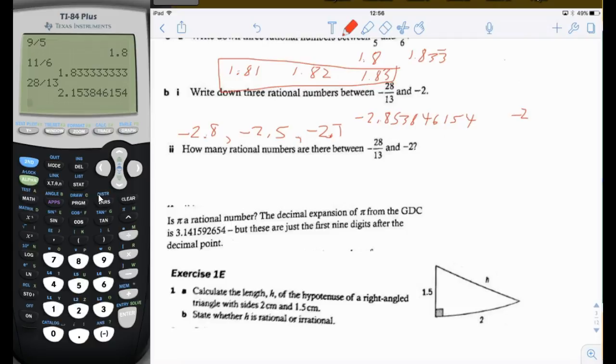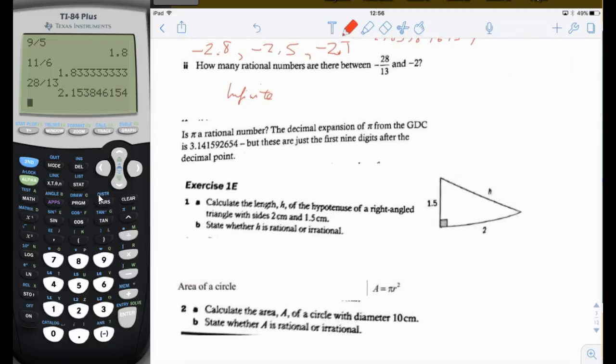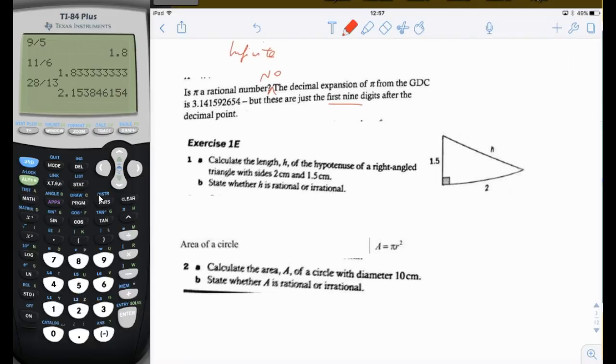Okay, how many rational numbers are there between negative 28/13 and negative 2? Oh, well, there's an infinite number because you can always find a rational number that's halfway between 2 other rational numbers, and so that will go on forever, right? Is pi a rational number? We know that it's not, right? The decimal expansion of pi from the GDC is 3.141592654. But these are just the first 9 digits after the decimal point, okay? So actually, pi has an infinite number of digits that come after this, and they don't repeat the pattern ever.